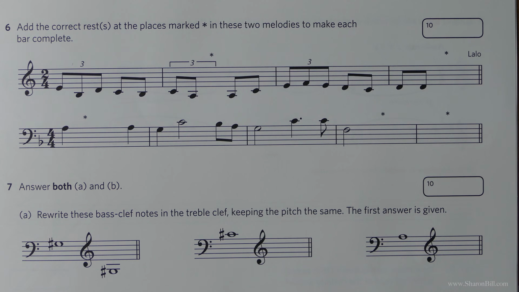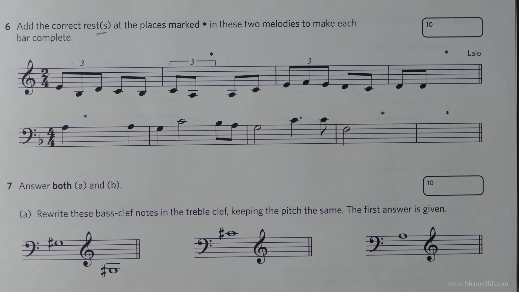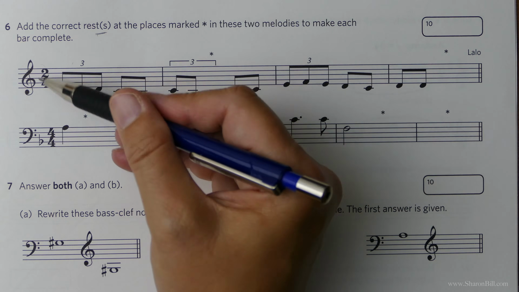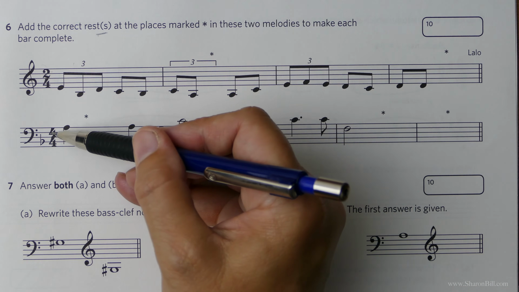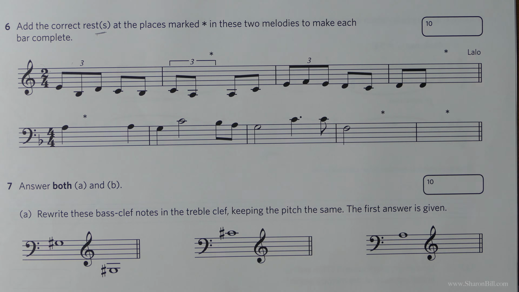So let's look at this next question 6. So question 6 asks us to add the correct rest or rests at the places marked with a star in each of these 2 melodies. So watch out, there are 2 separate melodies. It's not a continuation. This one has 2 beats in a bar, this one has 4. So just keep your eyes peeled there to make the bars complete.